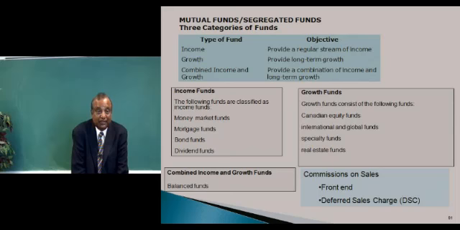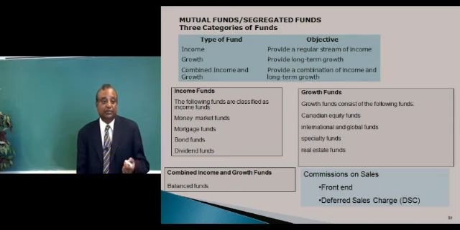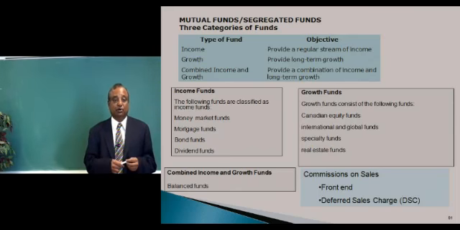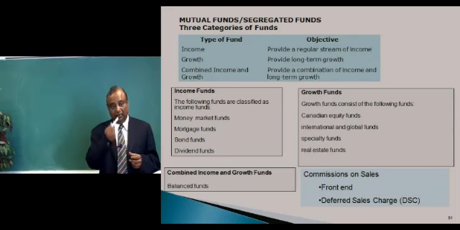Now, whatever these funds are, mutual fund or segregated funds, they are classified as income funds, growth funds, or combined income and growth funds. Income fund means they invest into income producing things, mortgage funds, bond funds, dividend funds, money market funds. The safest is the money market fund, and the riskiest of the income funds is the dividend funds. It's in the order of risk.